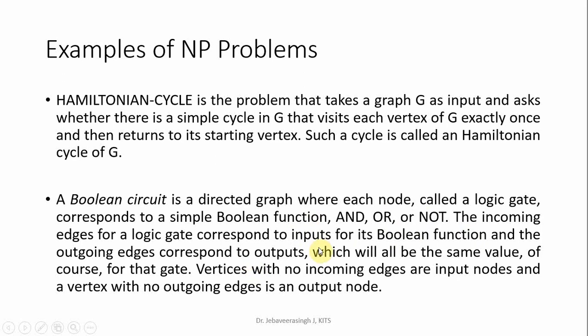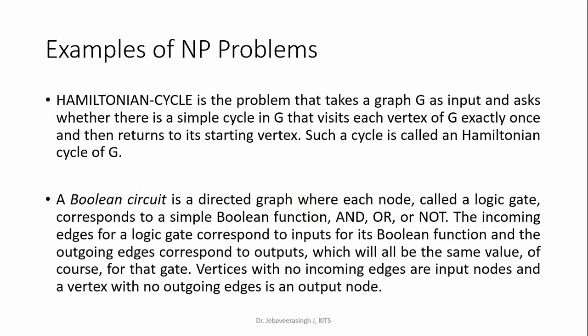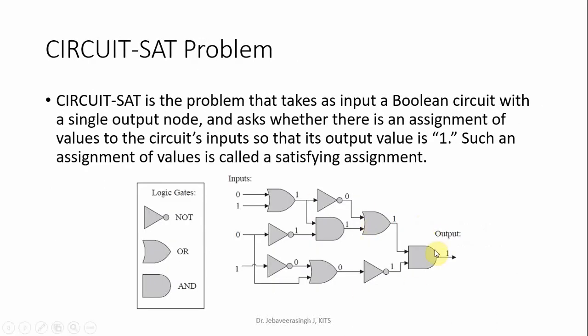Represented by that gate in that node, our aim is to find, for example, if you are given a circuit and the output is going to be 1, what should be the input to that circuit? This is known as the Boolean circuit problem. It takes zeros and ones as input, but if you are given a circuit, you should find the possible input so that the output is going to be 1. This is known as the circuit satisfiability problem. This is one of the examples of an NP problem.